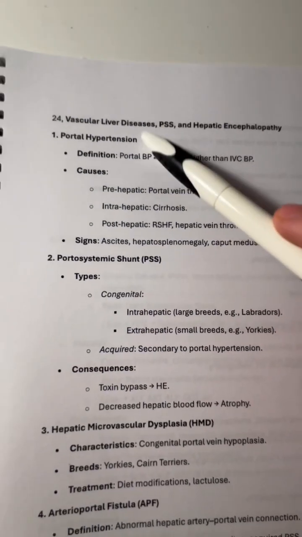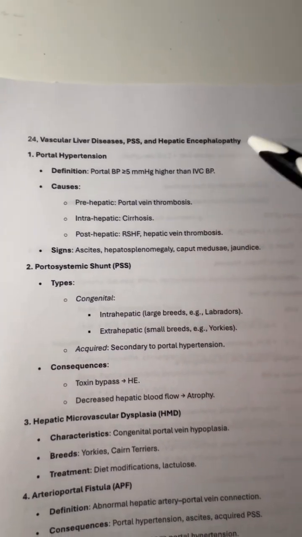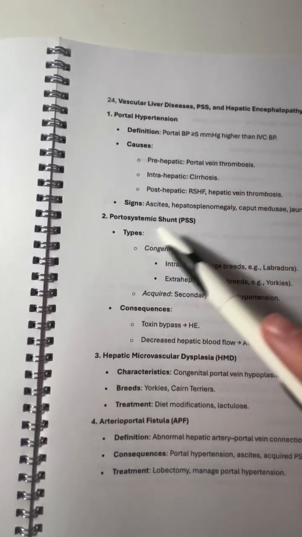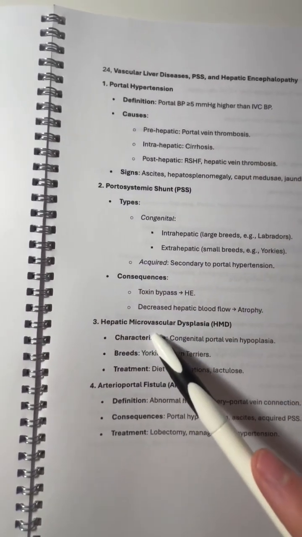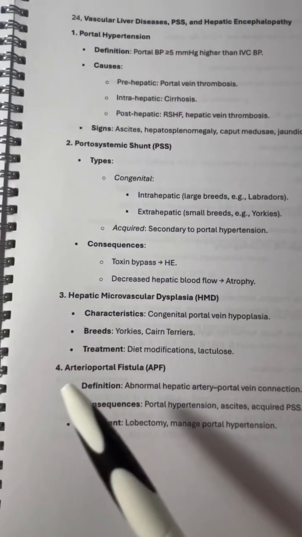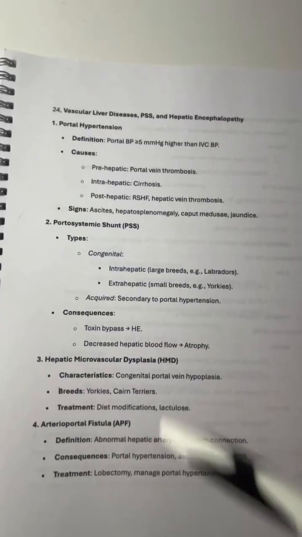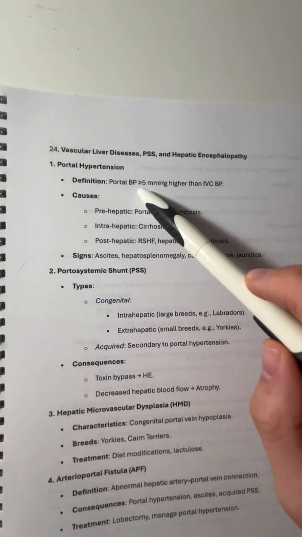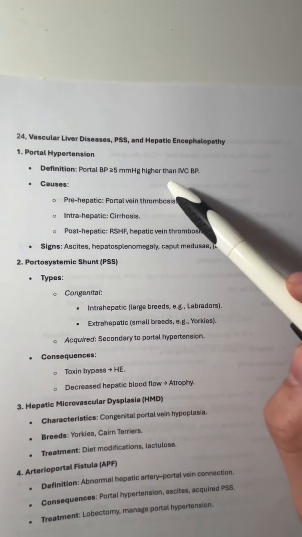Vascular liver diseases, portosystemic shunt, and hepatic encephalopathy. The vascular liver diseases are portal hypertension, portosystemic shunt, hepatic microvascular dysplasia, and arterioportal fistula. For portal hypertension, the definition is when the portal blood pressure is higher than the vena cava blood pressure.